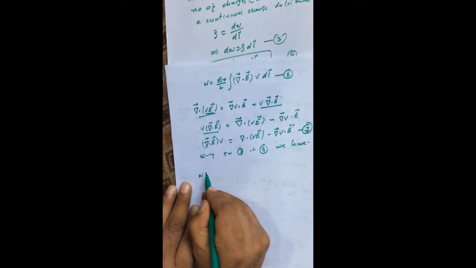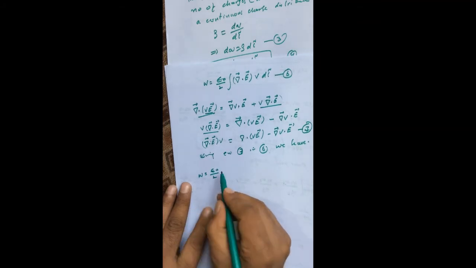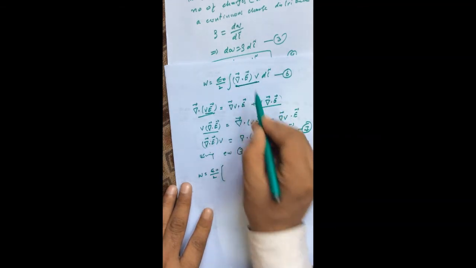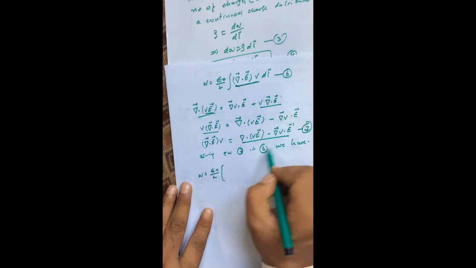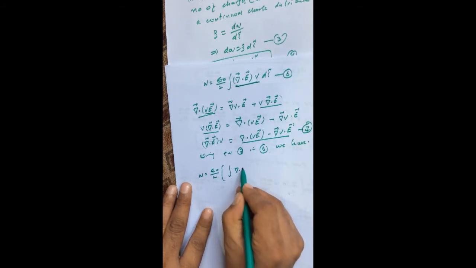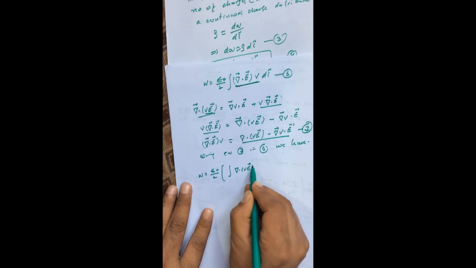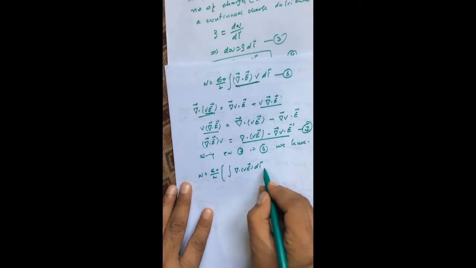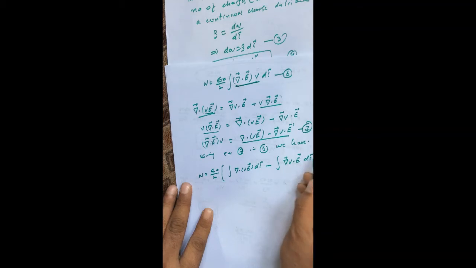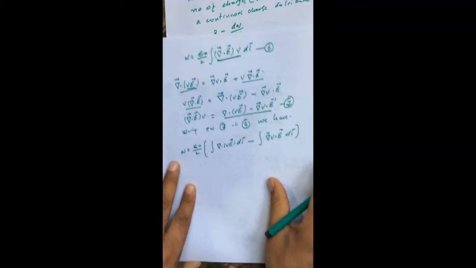W is equal to epsilon naught over 2 into, we have now two integrals, so instead of this term I will put these two terms, so the integral will be separately on these two. The first integral is del dot VE into d tau, and the second integral is minus del V dot E into d tau. This is the final expression now. We have to simplify this expression first.